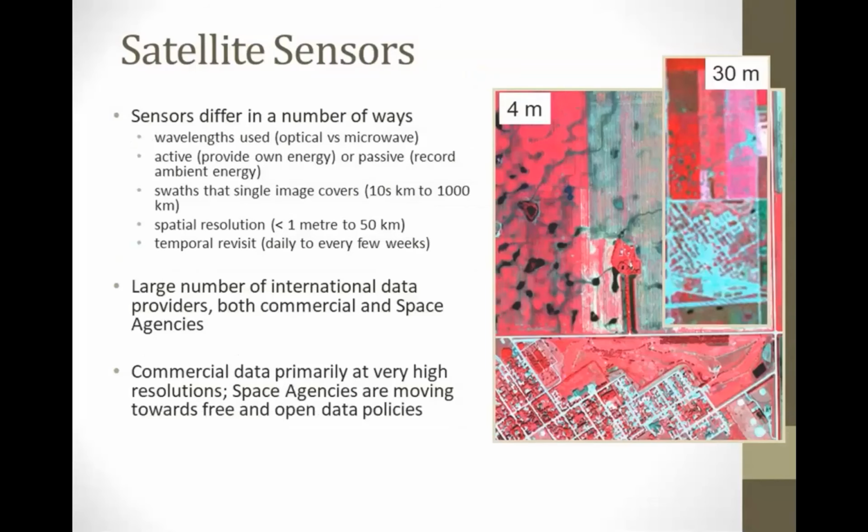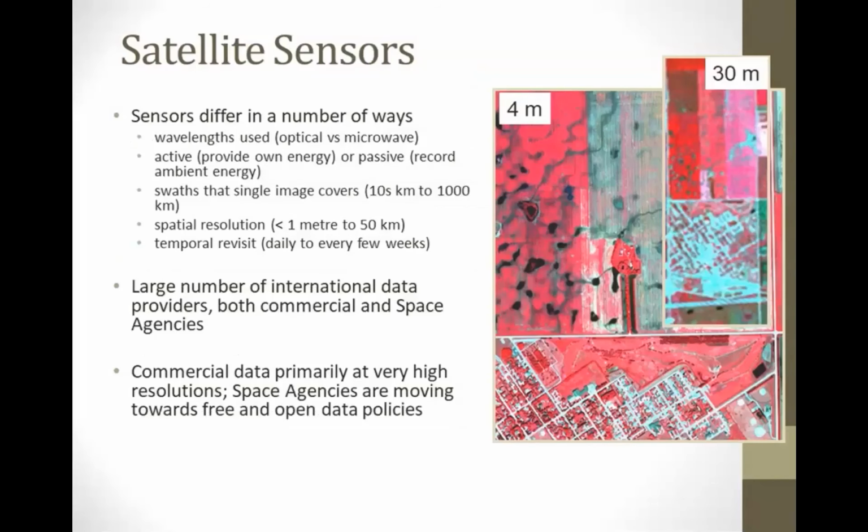So when we talk about satellite sensors, these sensors differ in many different ways. First of all, we talk about the wavelengths that are used. Sometimes we're using sensors that are collecting data at optical wavelengths, and sometimes we're talking about satellites that collect data at longer microwave wavelengths.